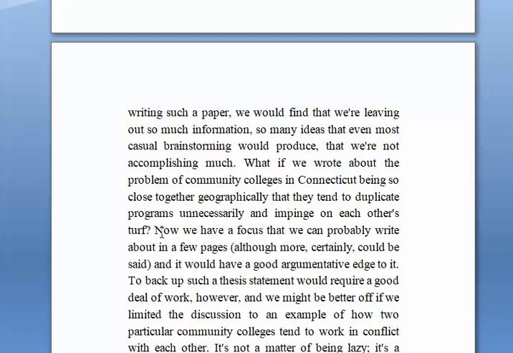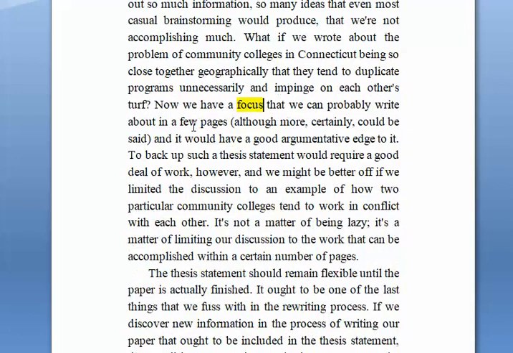Now we have a focus. This is the thesis statement if you are going to write about this community college. This is a focus that we can probably write about in a few pages, although more certainly could be said. And it would have a good argumentative edge to it. To back up such a thesis statement would require a good deal of work.